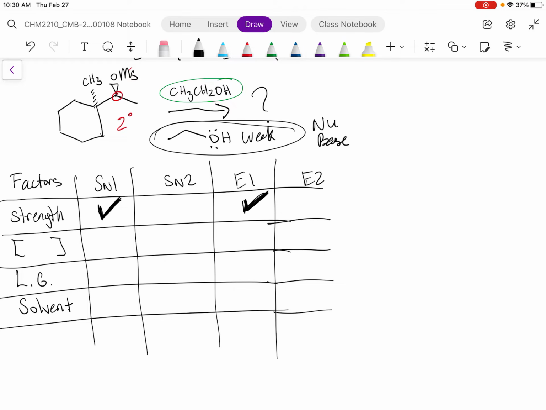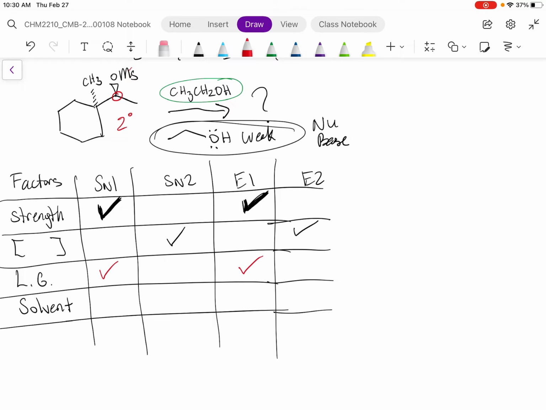Now, what about the concentration of the attacking species? There's no indication that it's dilute, and so that would favor SN2 and E2 because it has a high concentration. The leaving group right here is a really, really good leaving group. So that's going to favor SN1 and E1.